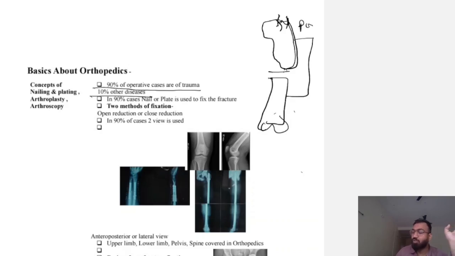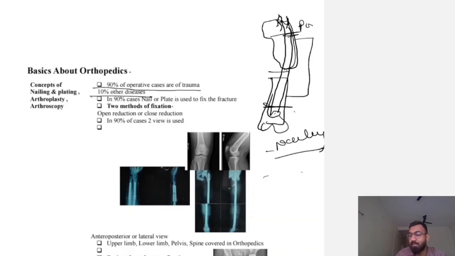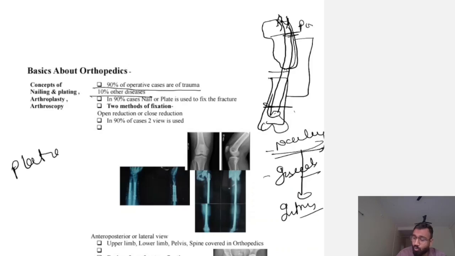Okay, so what you can do is reduce this fracture closed, externally, and put a nail inside both these fragments. If you put a nail inside, they will not get dislodged, and you tie the screws here and here. So this is known as nailing. You have to understand, nailing is inside the bone, inside the medullary cavity. That's why nailing is an intramedullary implant. Plating is over the bone. So plating is an extramedullary implant. The plate is over the bone.